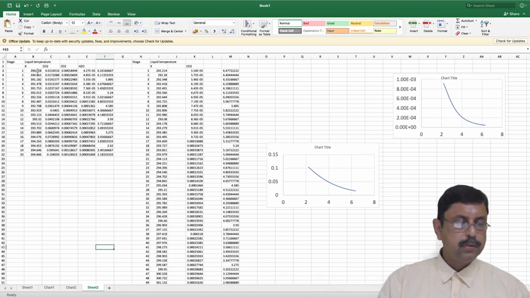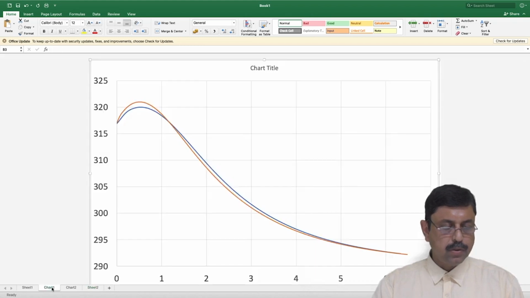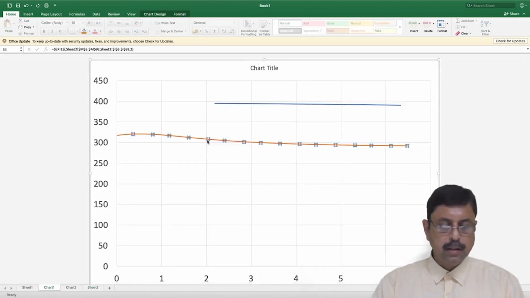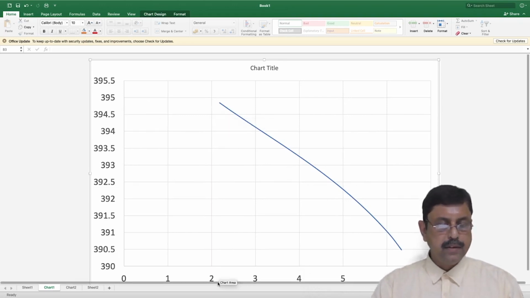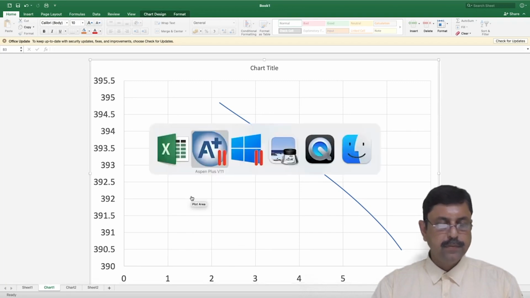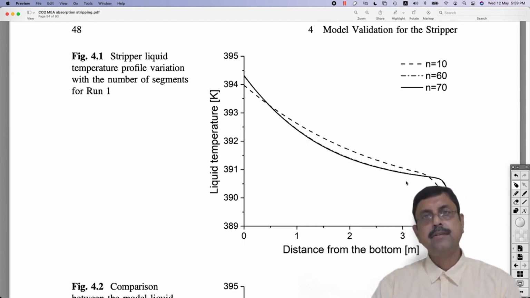Yes, so 390 to 394. I think we have shifted it to chart 1. We'll delete this one. Yes. So from 395 to 390.5. So it has come from 395 to 390.5. Okay. So with 20, it's neither 10 nor 60 nor 70. So we have taken n is equal to 20. So it should be somewhere in between. And I believe that the trend is correct.